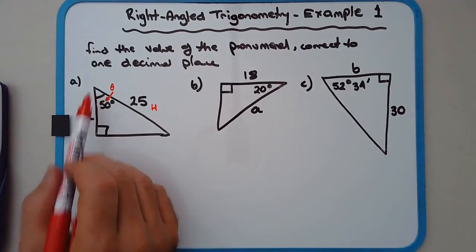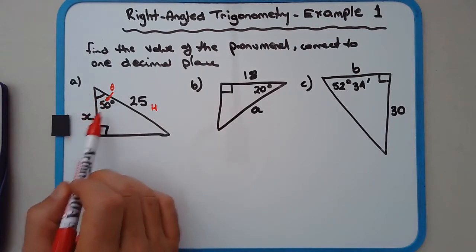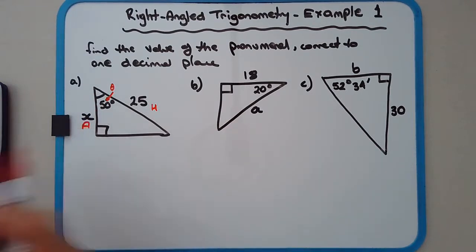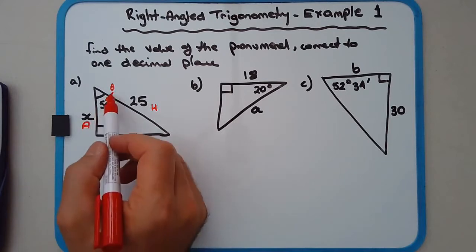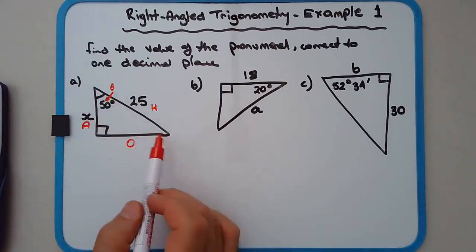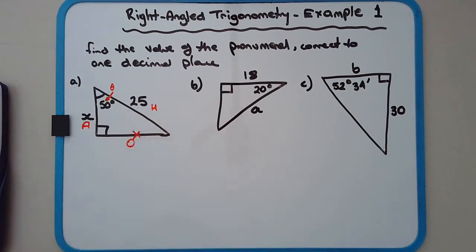Now the side that we want is the side that's closest to theta. So this is our adjacent side. Adjacent means next to, or closest to. This is the opposite side here, but notice that the opposite side is not involved at all, so we don't actually care about it. We're not going to involve that.